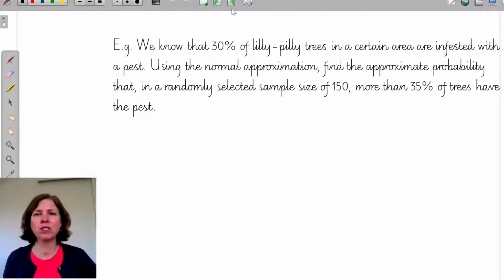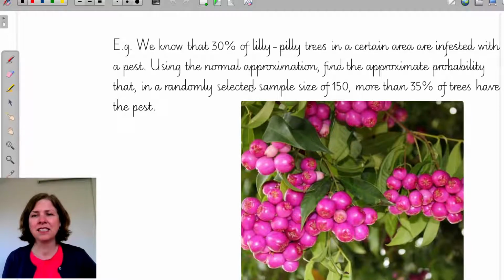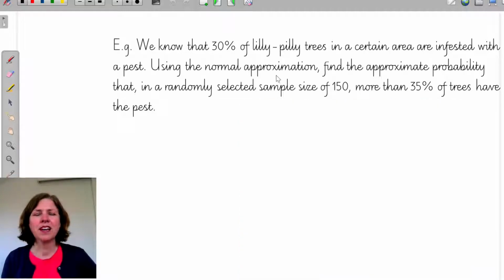Now, you might be wondering, what's a lily-pilly? That's a lily-pilly tree. It's an Australian native, and they do get infested by pests, but they're very pretty.